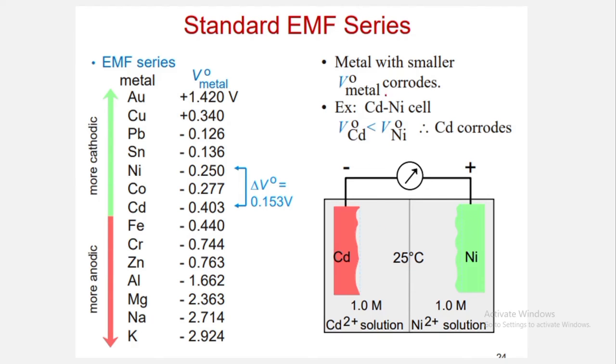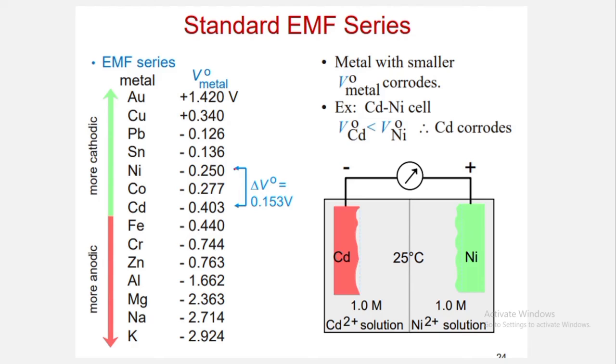Now let's talk about the EMF series. From the EMF series, the top one, the more positive, represents the more cathodic, and the bottom of the series represents the more anodic. But if two materials are joined together, you want to know which one will be the anode and the cathode. For the anodic reaction, it will be more negative.